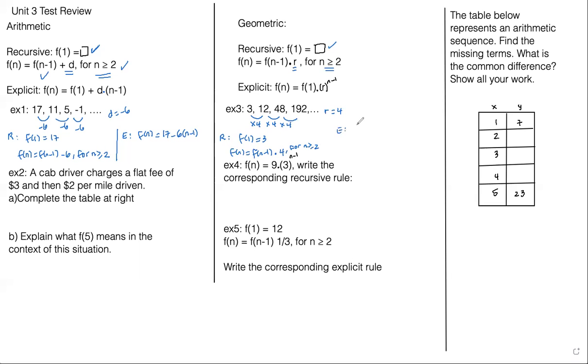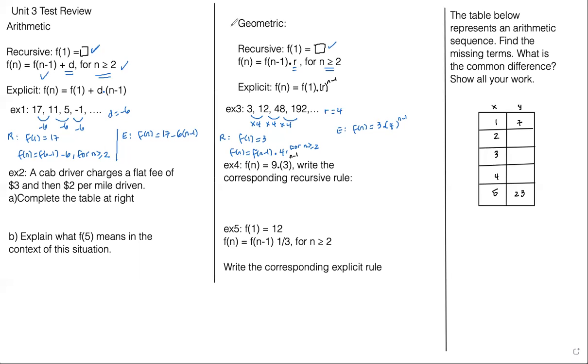For explicit, we would just say f of n equals f of 1. You state the value of f of 1, which is 3. And remember, I always encourage you to put r in parentheses. So r is the common ratio, which is 4, so 4 to the n minus 1. You want to put a dot before that, that's fine. Just don't multiply them, right? The 3 and the 4, they just stay like that. And that's explicit. Now, let's go back to arithmetic.